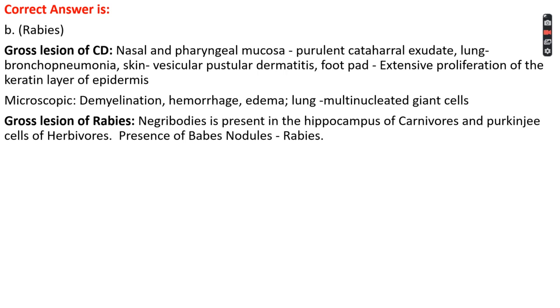Okay, and microscopically there is demyelination, a loss of the myelin sheath, and also hemorrhage and edema. In the lungs we find multinucleated giant cells. Okay, and in case of rabies, Negri bodies are present in the hippocampus in case of carnivores, while Negri bodies are found in Purkinje cells in case of herbivores. And there is also presence of Babes nodules.